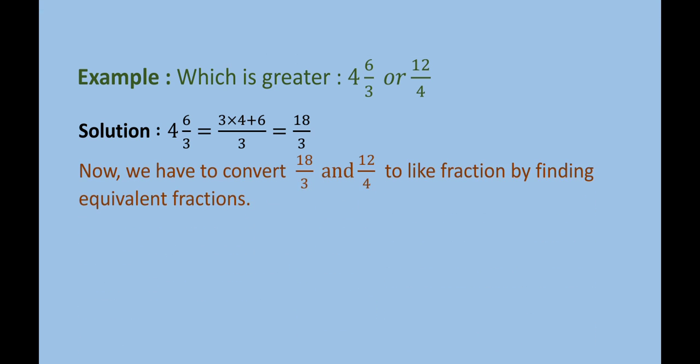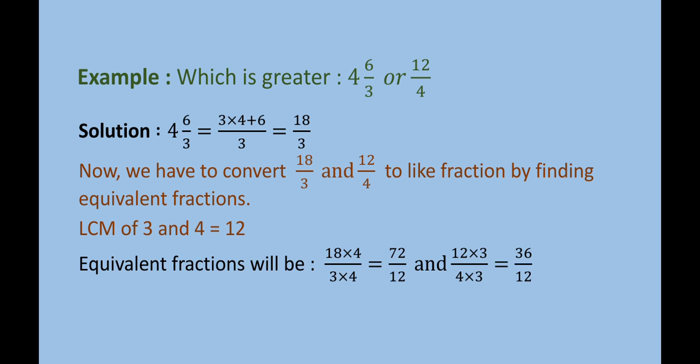Now we have to convert this 18 by 3 and 12 by 4 to like fractions by finding their equivalent fractions. So to find equivalent fractions, first we have to find the LCM of both denominators. Okay, so the LCM of 3 and 4 is 12, that is 3 times 4 is 12. Now we have to convert both the fractions, that is 18 by 3 and 12 by 4, to their equivalent fractions having denominator 12.